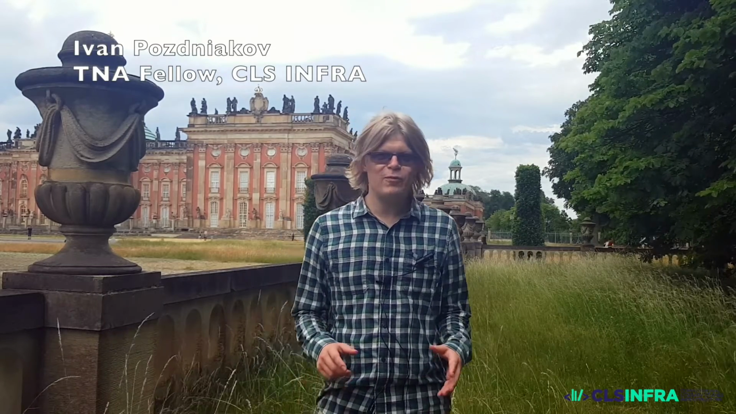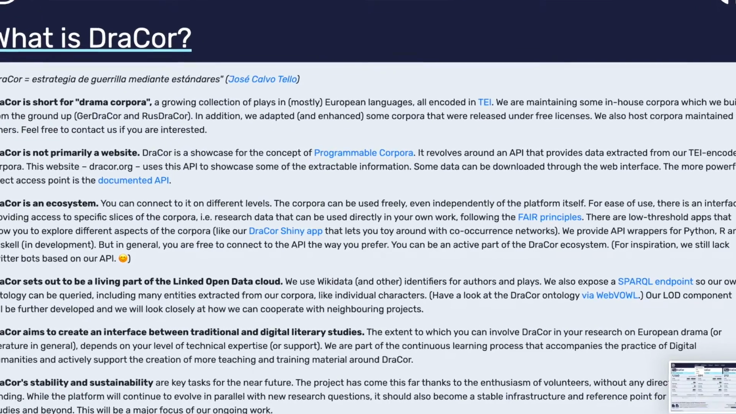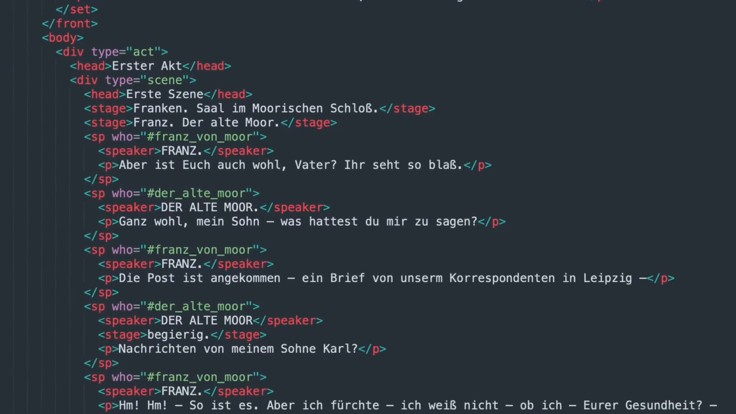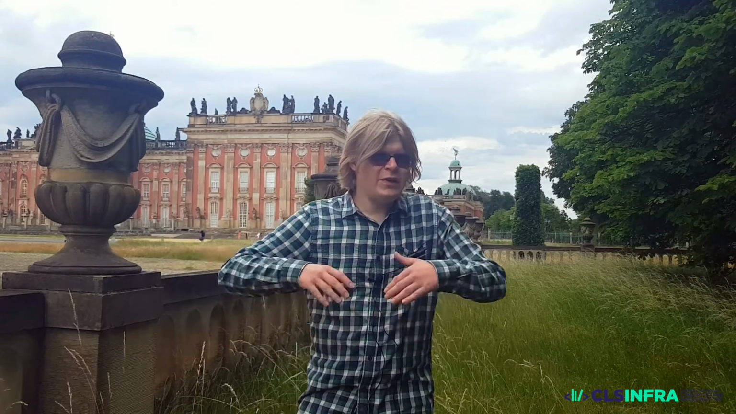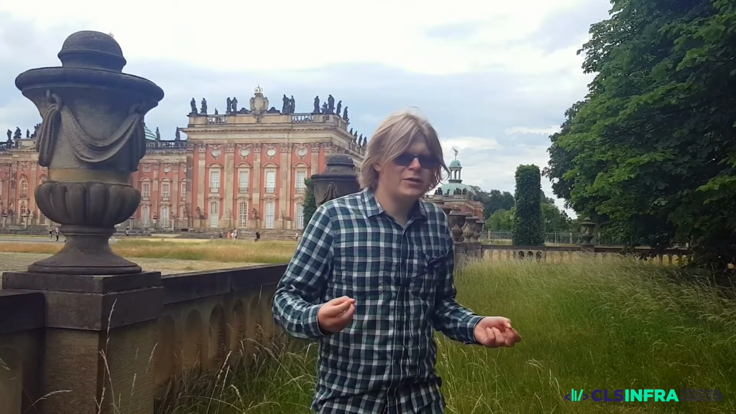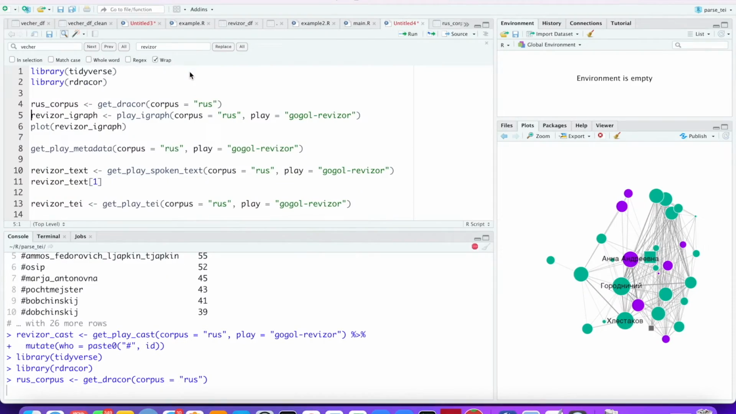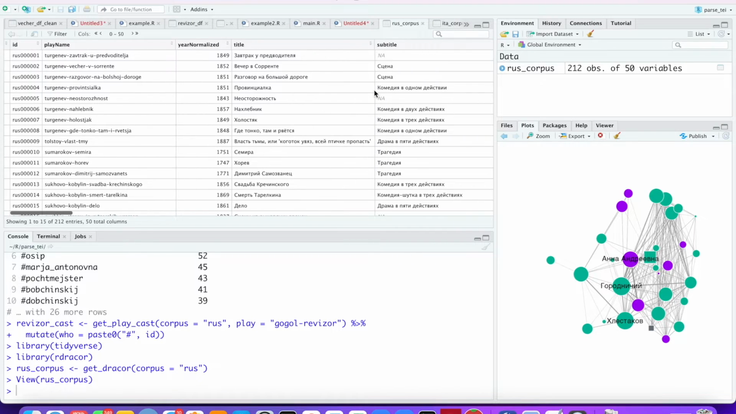Here at the University of Poznań, we work on the Drakor project. So what we do? We collect different corpora of dramatic plays from different languages and do some additional markup on top of that. And when you have very specified markup for many plays, for many corpora, you can easily analyze it using programming languages with just several lines of code. So you can process a whole corpus or even all corpora with several lines of code.